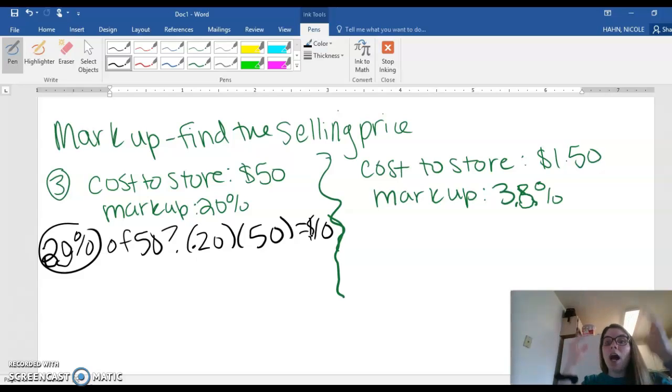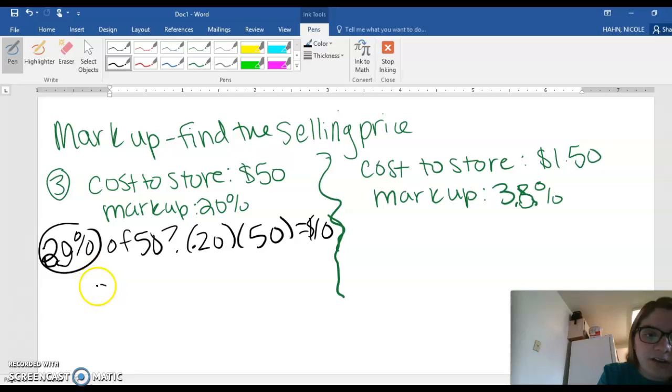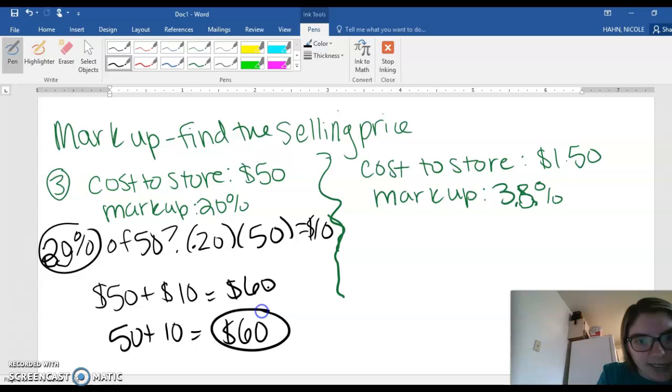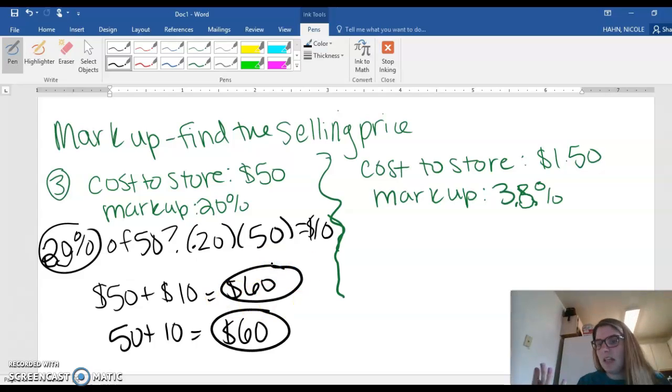Now this is a markup, so think price is going up. So I'm going to take that $50 and add $10 to it. And you don't have to put the dollar signs, so you could just put 50 plus 10, either one. But either way, you're going to get $60. Now you need to have the dollar sign there, it's kind of like a label.